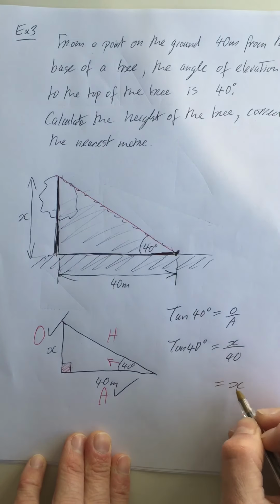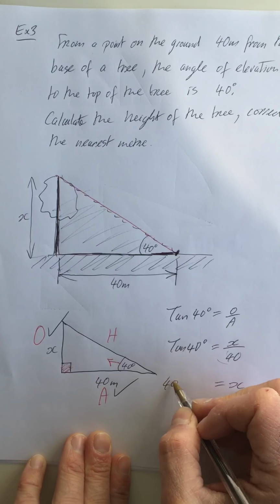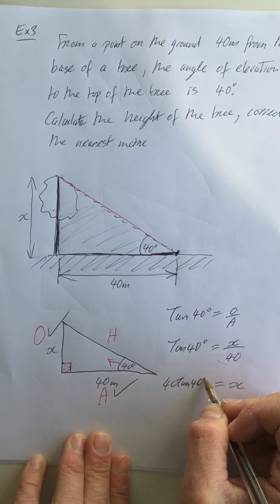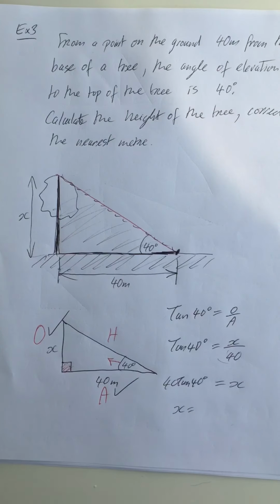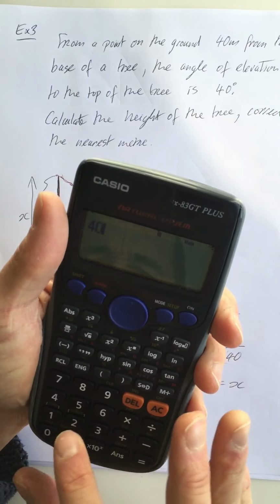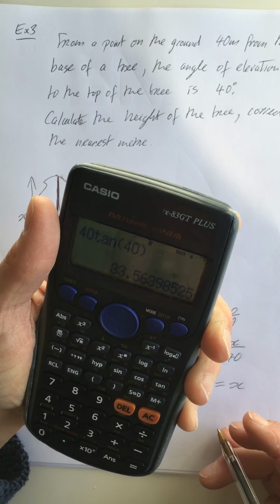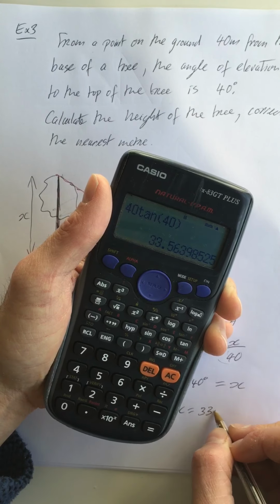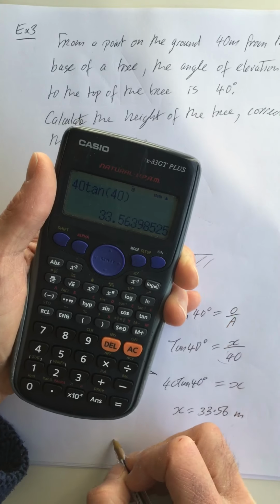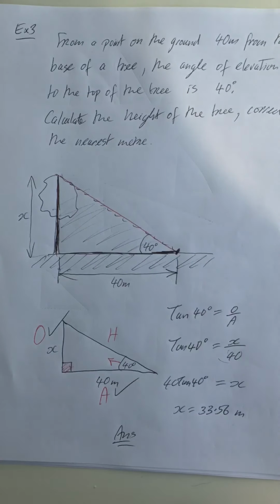And then x is, to get rid of a divide by 40, you multiply. So it's 40 tan 40 degrees. And we can type that into a calculator. 40 tan 40 degrees, press equals, and I get 33.56 meters.